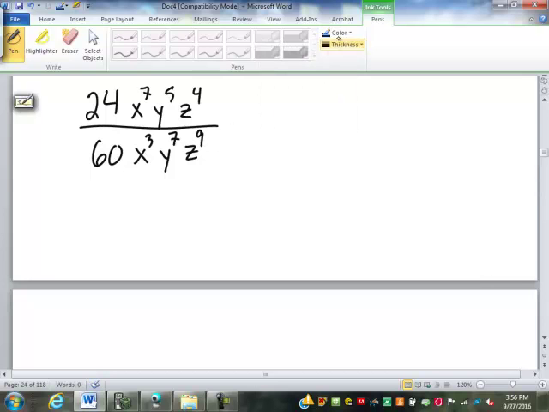So if I look at this one, let's factor it out and do it the long way. Then we'll come back and see if that shortcut would have worked. So 24, if I do a factor tree, I get 2 times 2 times 2 times 3. And then 7 x's. Then 5 y's. And then 4 z's.